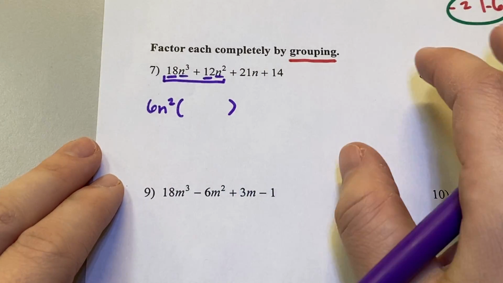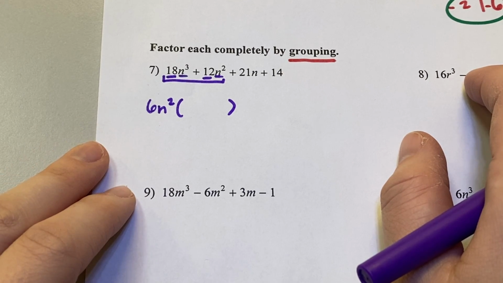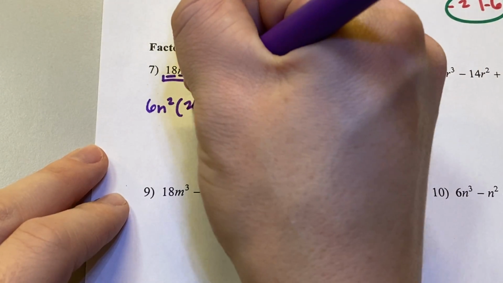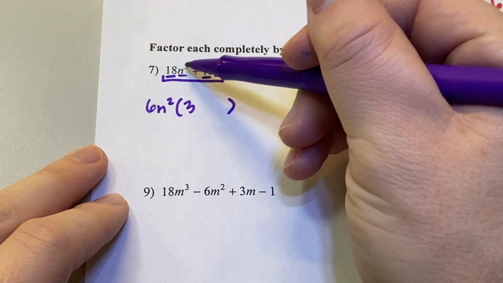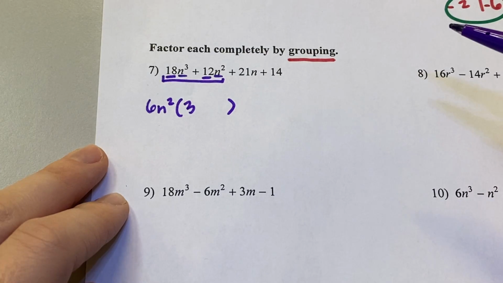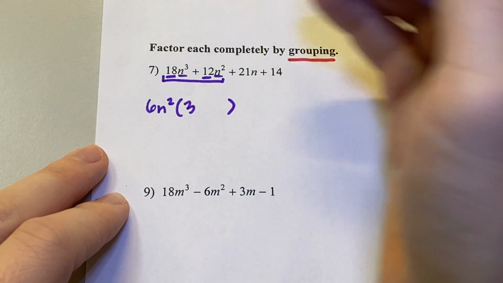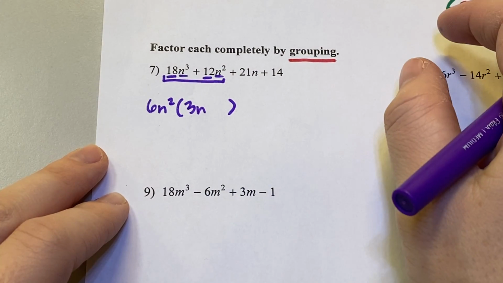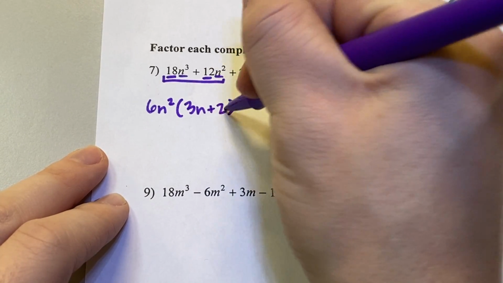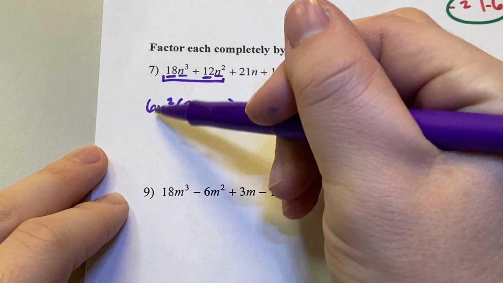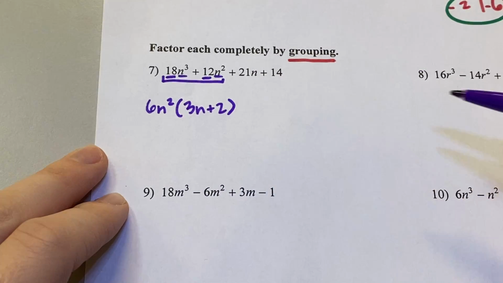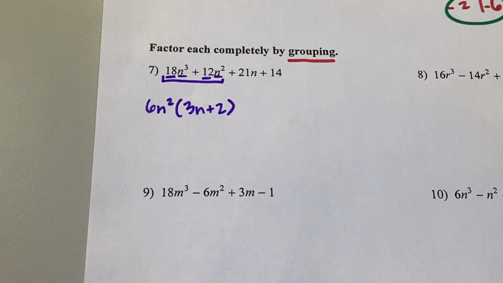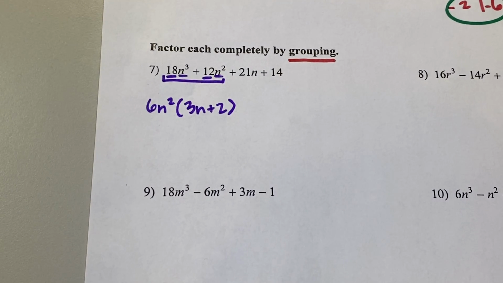18 divided by 6. What's that going to give me? 3. Great job. And then I had 3 n's. I took 2 away. How many are left? 1. What about 12 divided by 6? Positive 2. And then I had 2 n's, but I took all 2 of them out. No n's left on that guy. Okay, first group, factored.